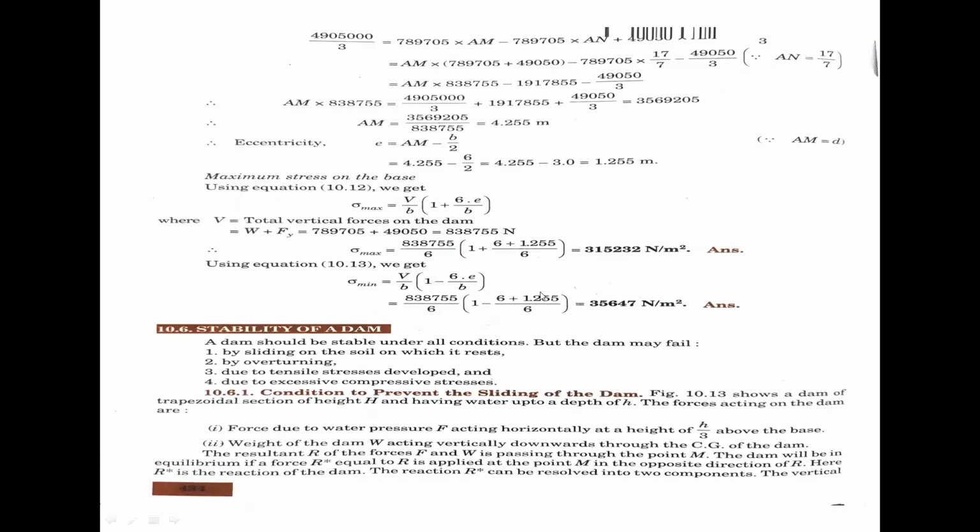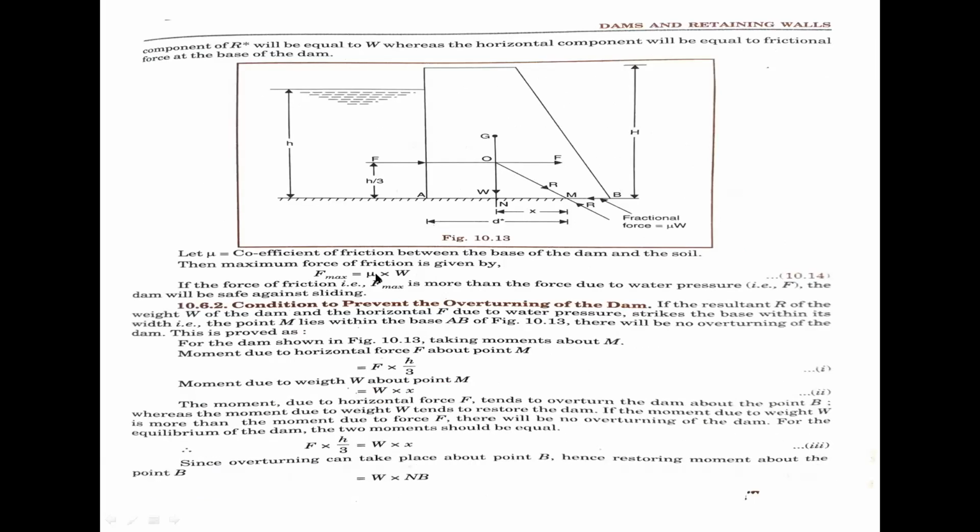Now, another one is that the weight of the dam will be in equilibrium with a force equal to capital R, applied at the point capital M in the opposite direction of capital R. Here, capital R is the reaction of the dam. This is the condition you have to follow for preventing the sliding of the trapezoidal masonry dam.